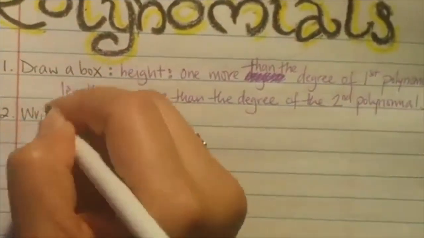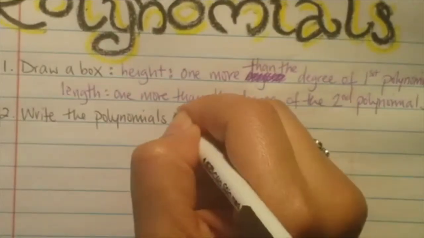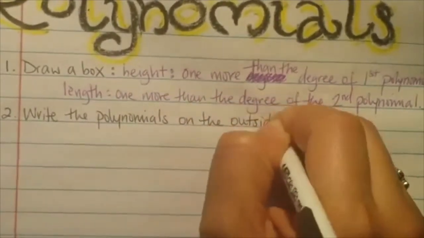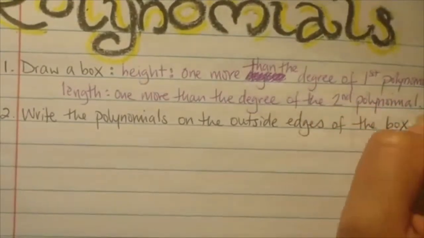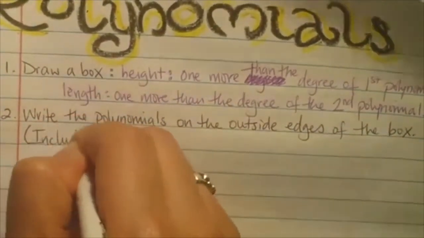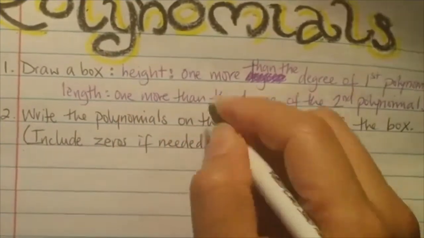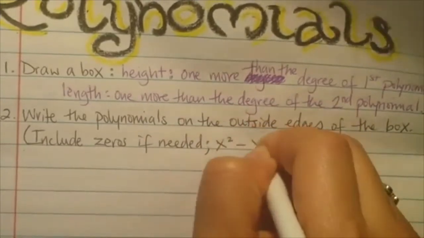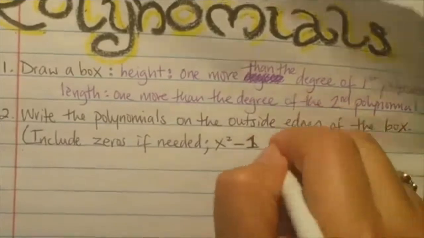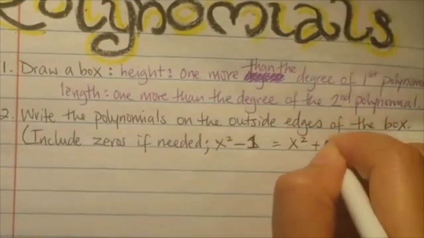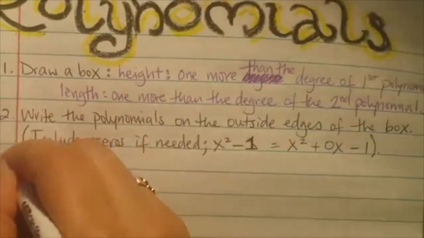Number 2, write the polynomials on the outside edges of the box. The very important thing to remember is that you have to include zeros if needed. What does that mean? So if I had x squared minus 1, I remember I have to go 2, 1, 0. So I'm missing the 1. So it's going to have to be x squared plus 0x minus 1, because I was missing the exponent of 1. So you have to include the zeros.